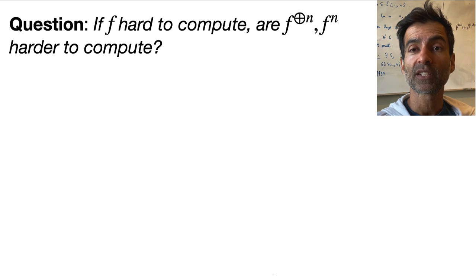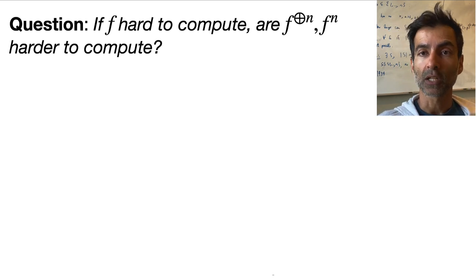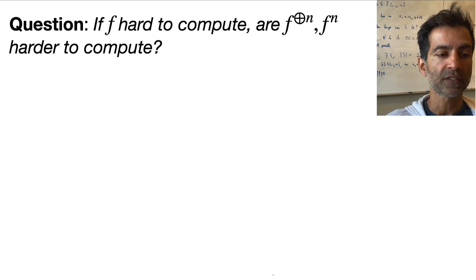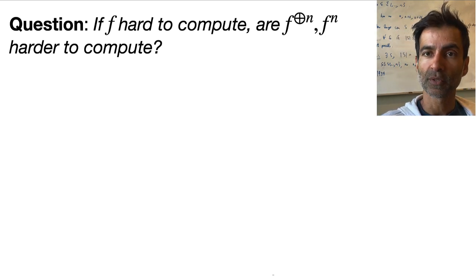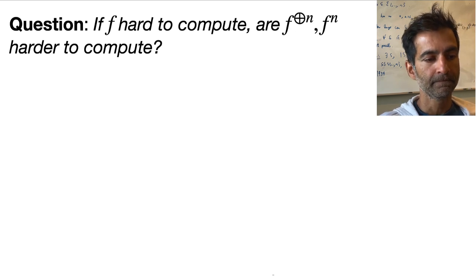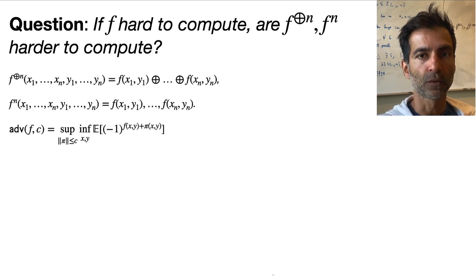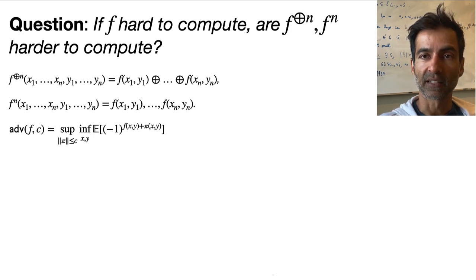And we're interested in asking the question we talked about in the model of communication complexity. So I want to know, if f is hard to compute, is the n-fold XOR of f even harder to compute? And is f to the n, n copies of f, even harder to compute? So as before, I can define the n-fold XOR of f and f to the n like this.